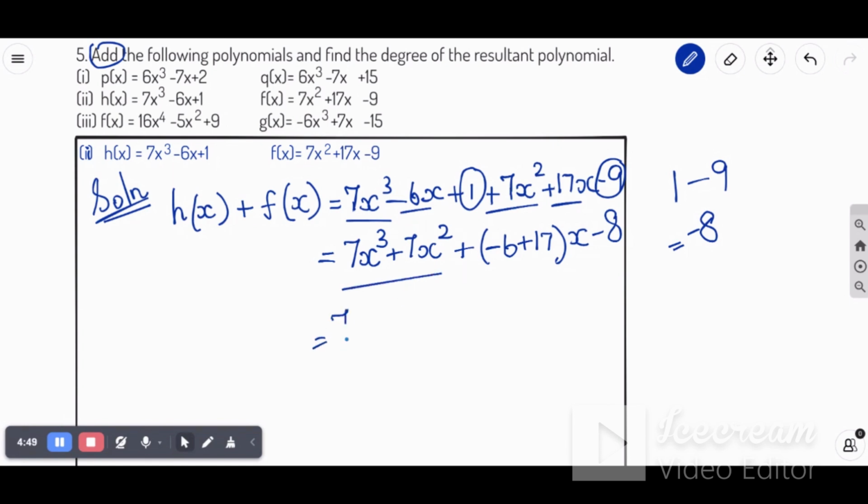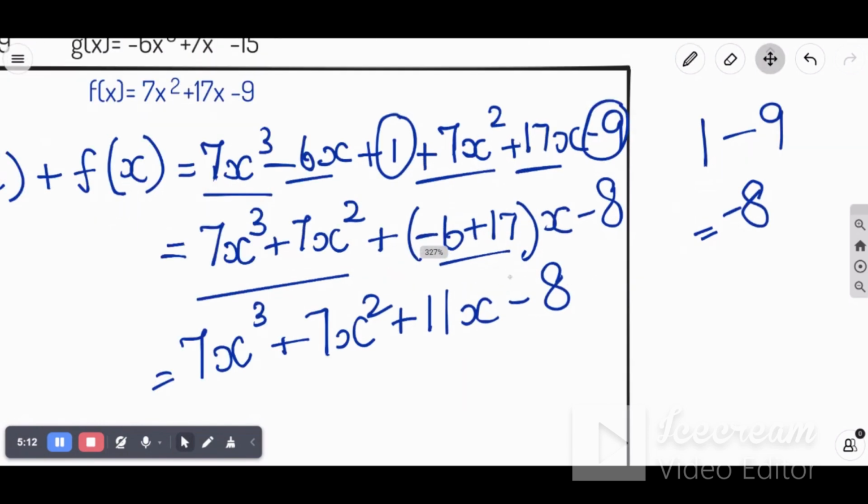So this will be 7x cube plus 7x square, and then for x you have to do this. What is minus 16 and plus 17? Put the symbol of the biggest number and then subtract both. That will be your plus 11x and your minus 8. So now you have arrived at your answer.